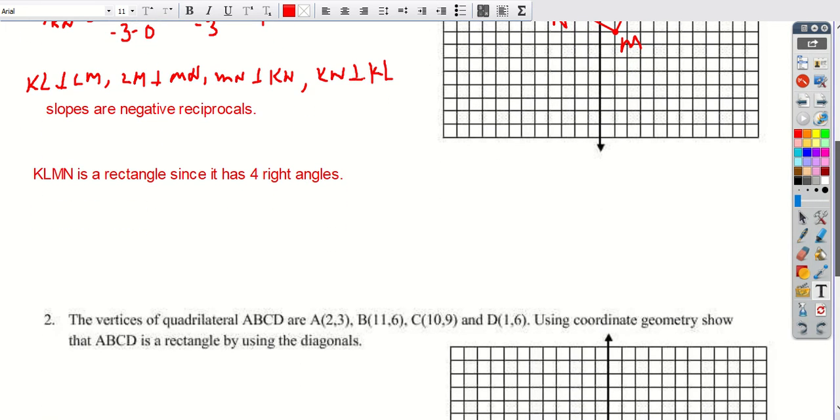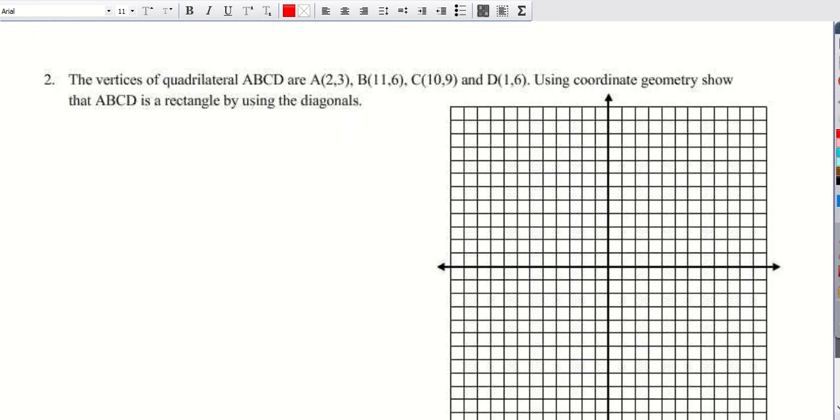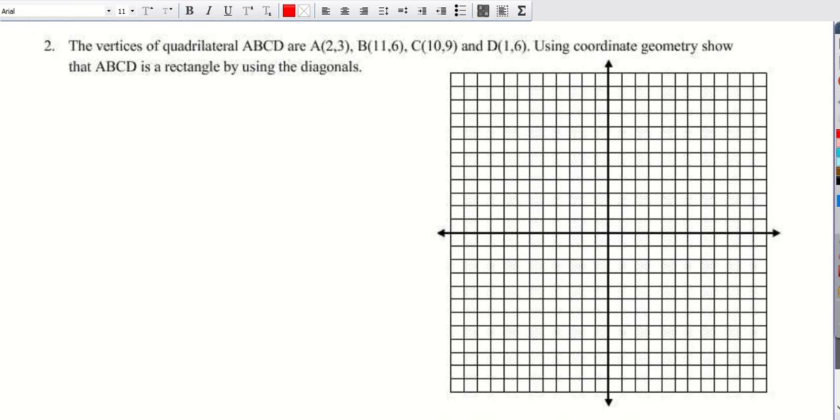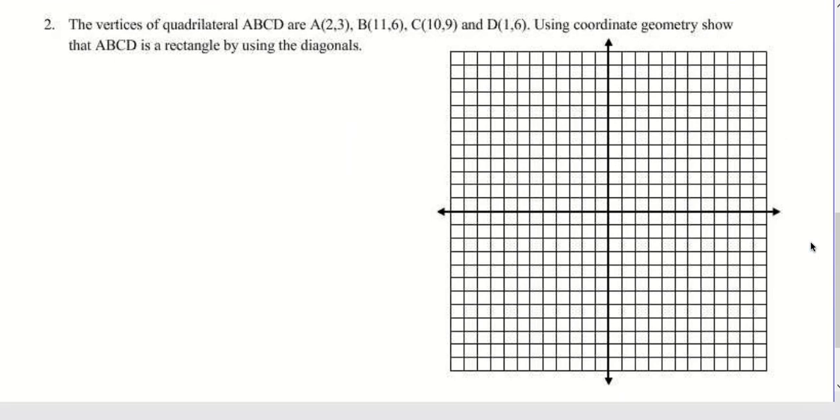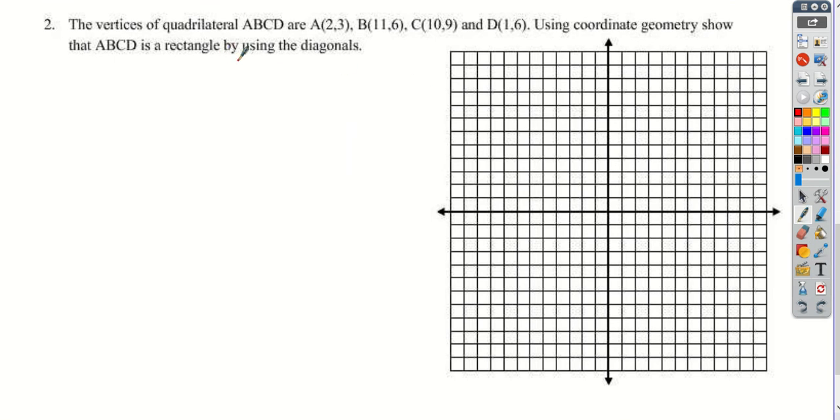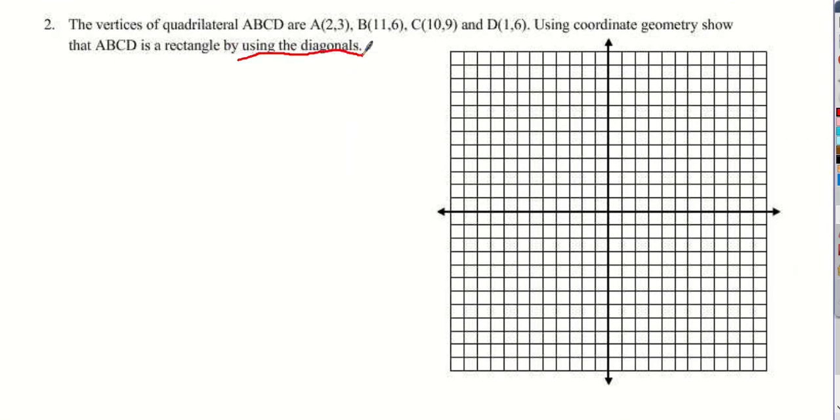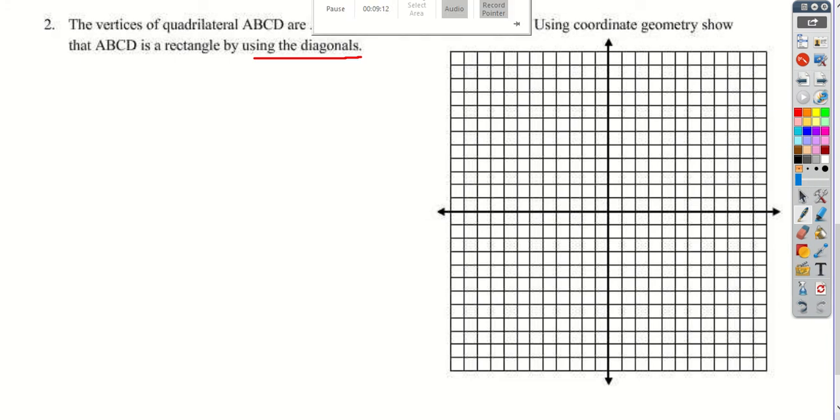All right. Number 2, same thing. We're going to do rectangle. This time we're going to use the diagonals. Okay. If we're using the diagonals, we have to do two things. We have to say that it is a parallelogram first, and then we have to get it to be a rectangle. Okay, so we got to do two things here. So we're going to go ahead and graph. So go ahead and graph first.